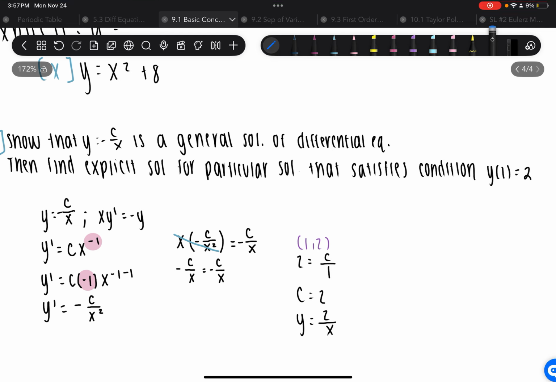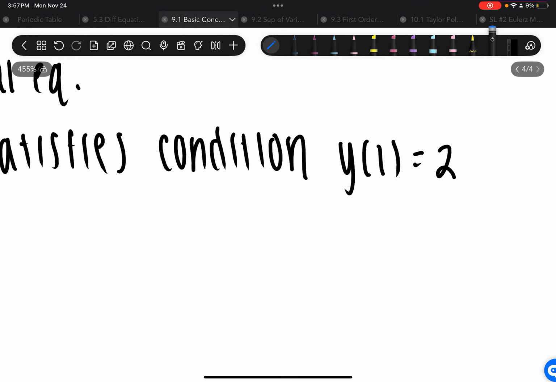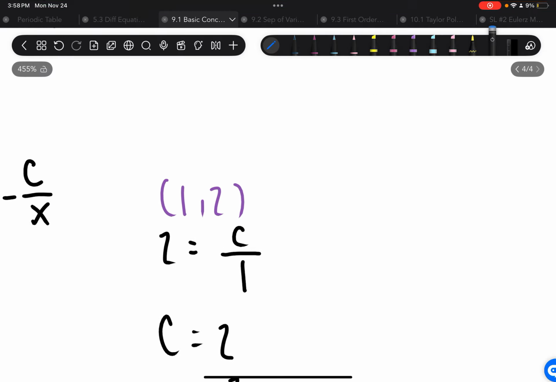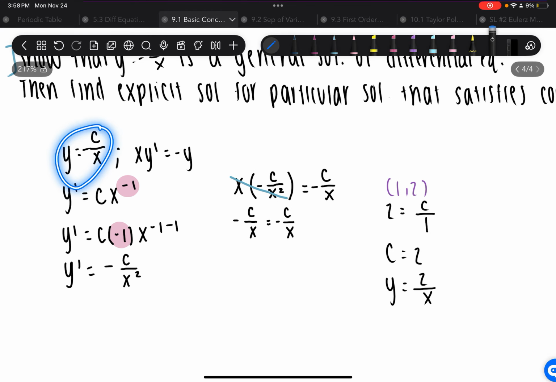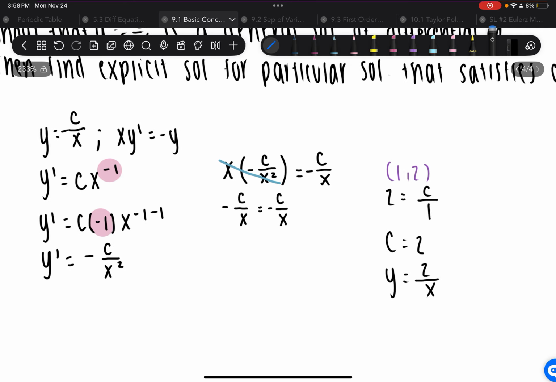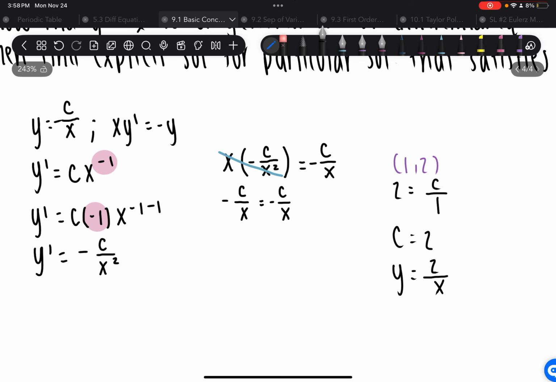The second part is saying find an explicit solution for the particular solution that satisfies the condition y of 1 equals 2. Now remember, when we have y of something equals another number, that is our coordinate point. So this is just (1, 2). So what we do with that, we take our function that we were given, y equals negative c over x, and we are trying to solve for c to get our explicit solution.